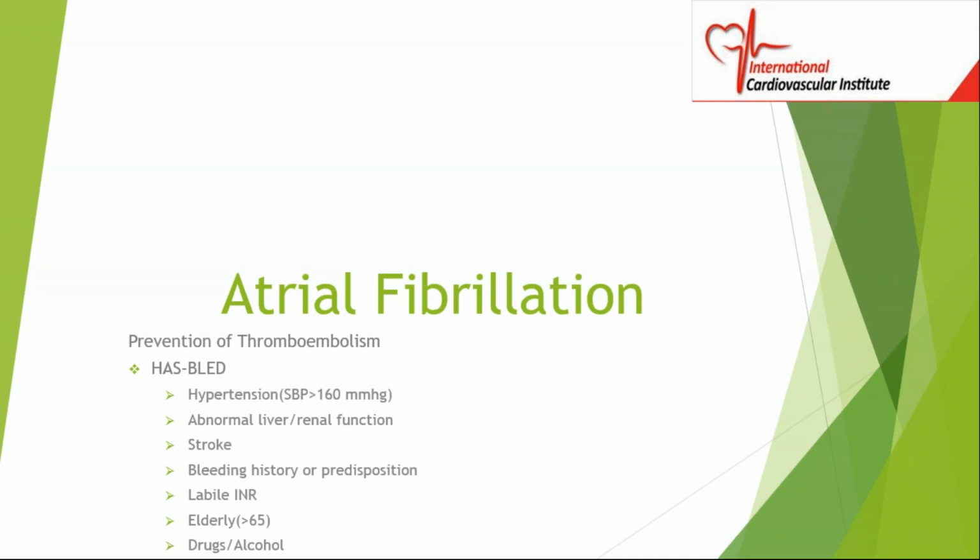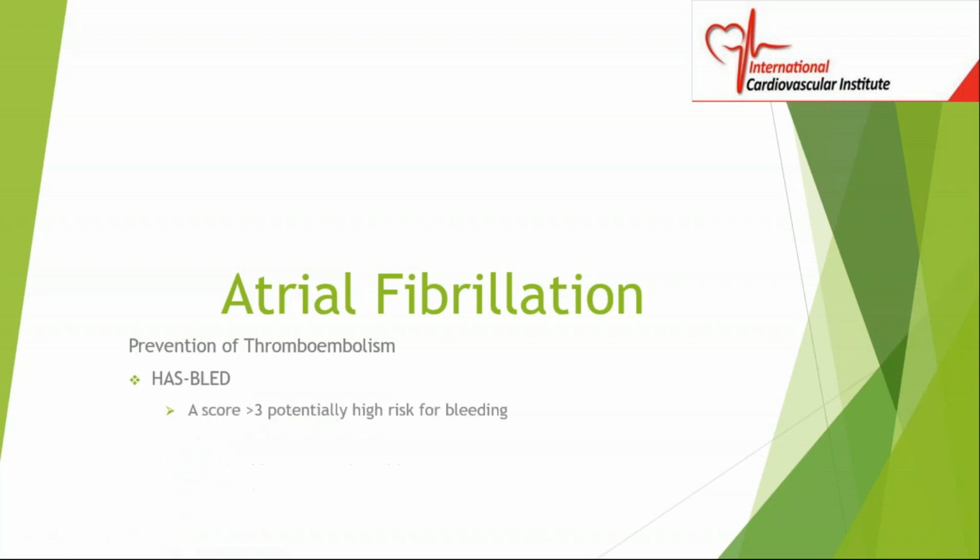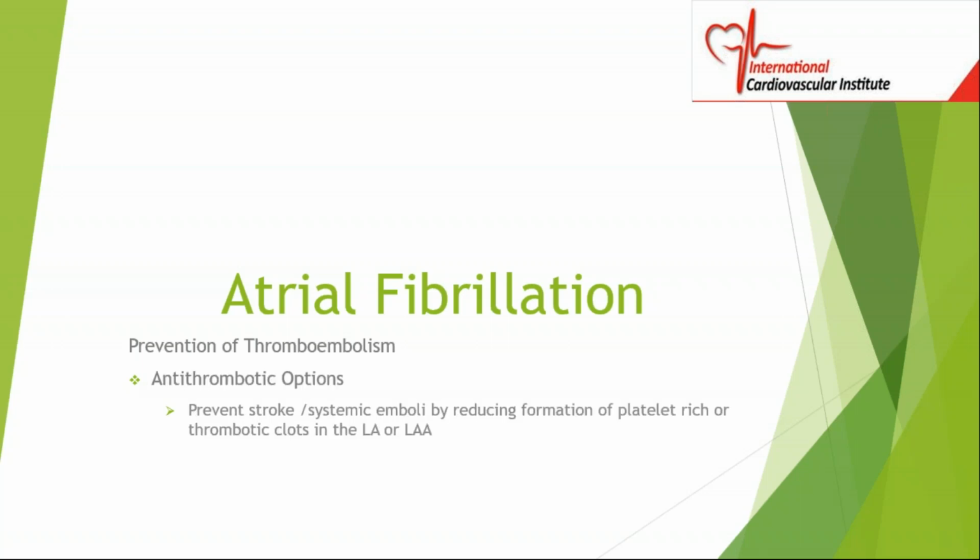Okay, so you have to look at these things, and some of these things are sort of a common sense approach. If your liver is shot and your kidney is shot, and you had bleeding before, your INR is all over the place, then you're gonna bleed. So a score of greater than 3 is potentially high risk for bleeding. So you wanna really make sure that the patient is gonna benefit from the anticoagulant.